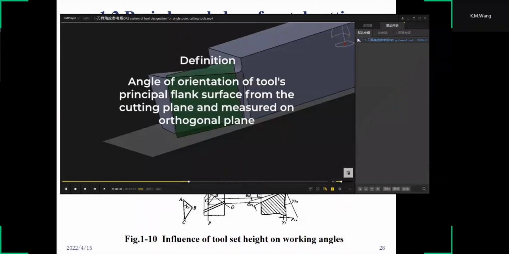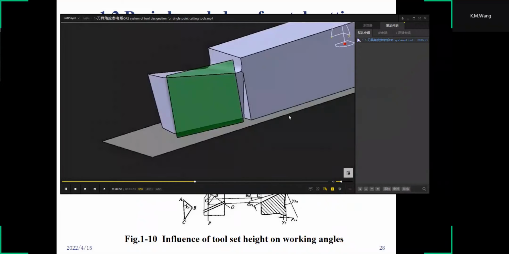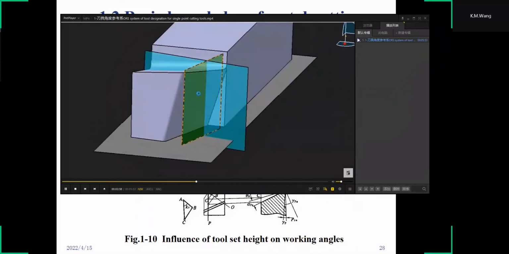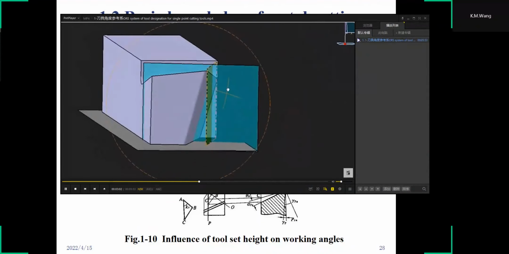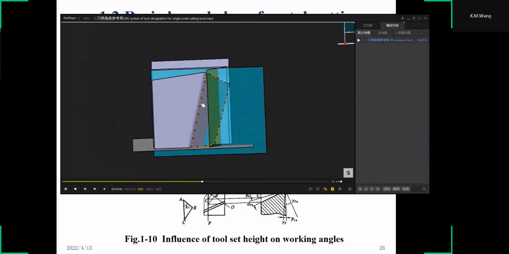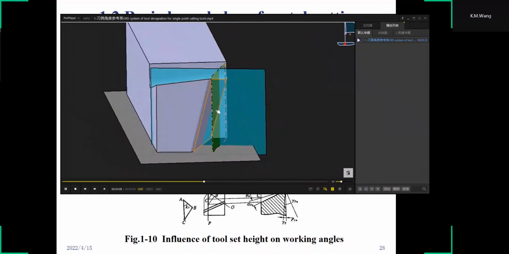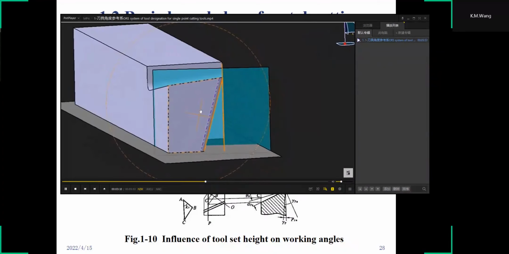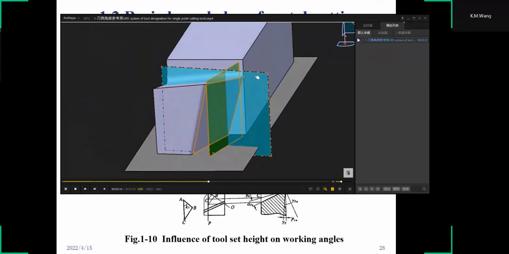Orthogonal clearance angle. It is the angle of orientation of tool's principal flank surface from the cutting plane. And it is measured on the orthogonal plane. Let's see what that means. This is the cutting plane. This is the orthogonal plane. What that means is the angle between this principal flank surface and this cutting plane. This angle is called orthogonal clearance angle, and it is measured on this orthogonal plane.